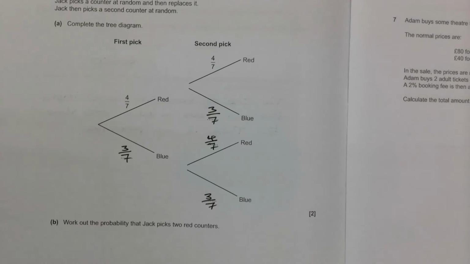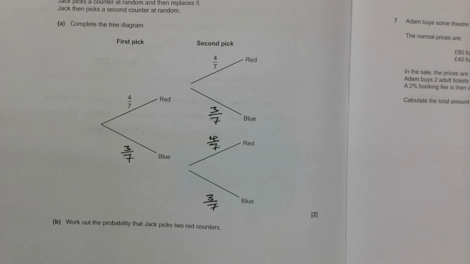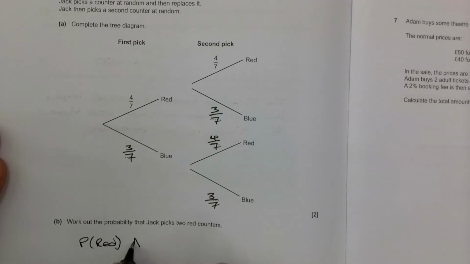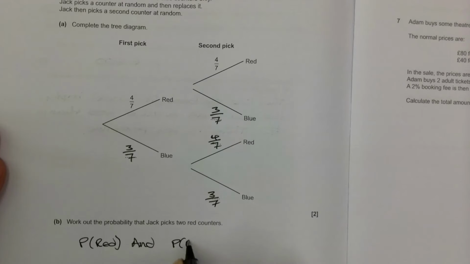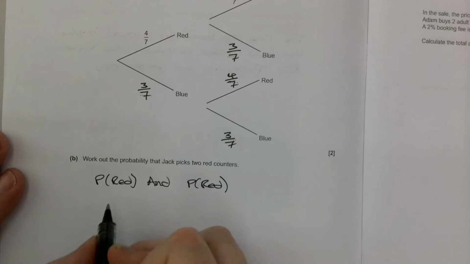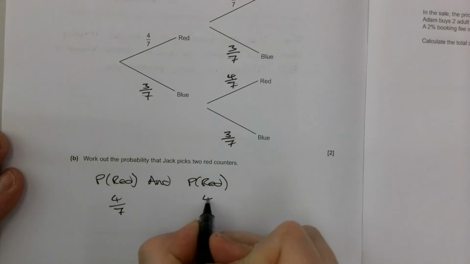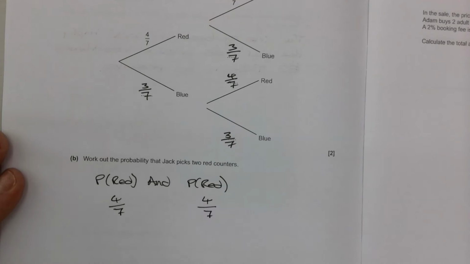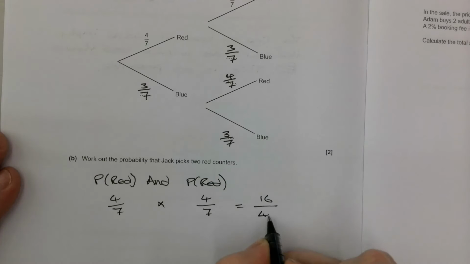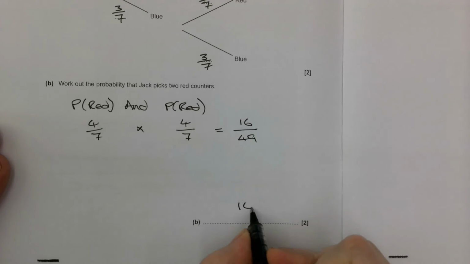There we go. So we have completed the tree diagram. Work out the probability that Jack picks 2 red counters. So we're looking for probability of red and probability of red. You won't need to write this bit. This is just to help me explain. Our probability of red is 4/7. And when we're talking probability, and means we multiply them together. 4/7 times 4/7, 16/49. That is your final answer.